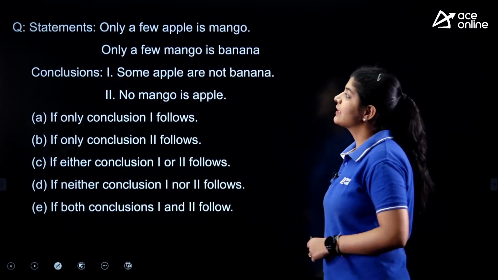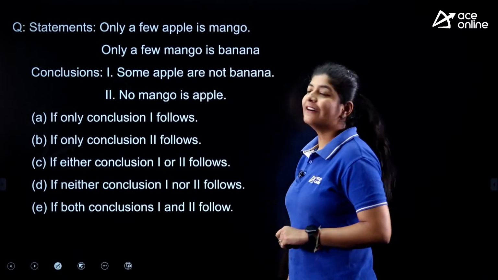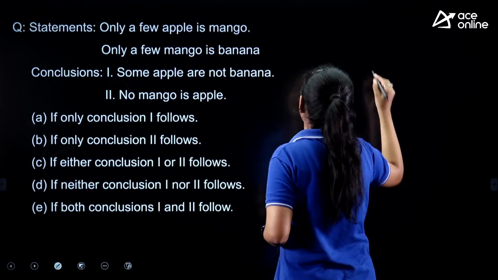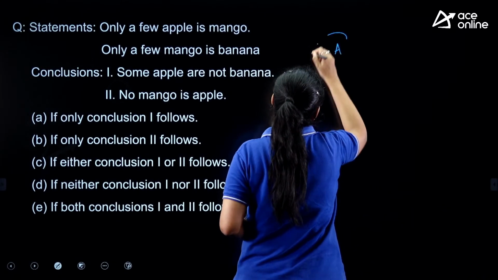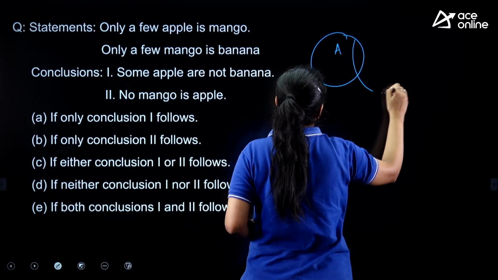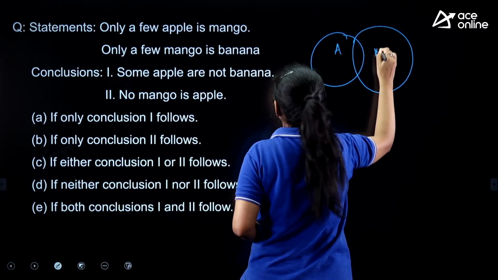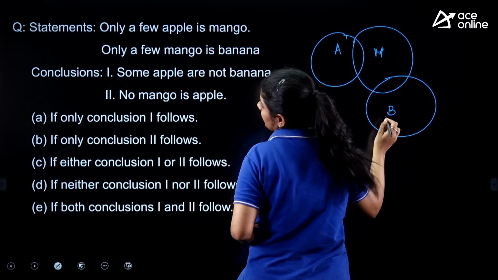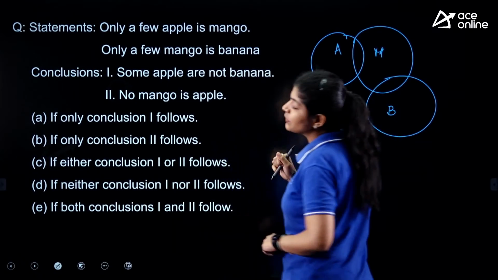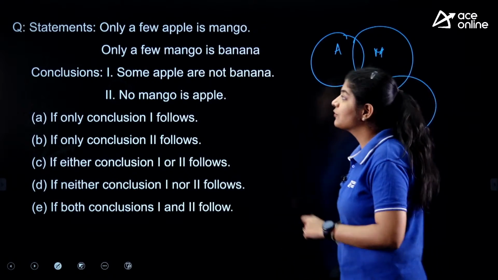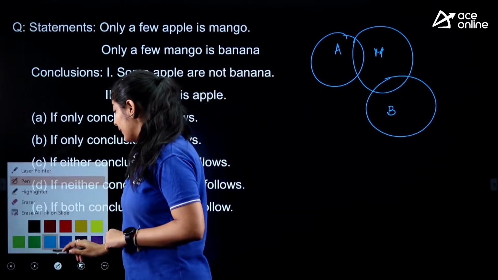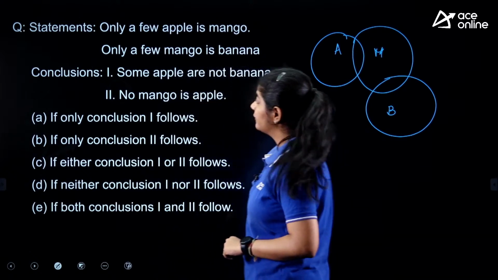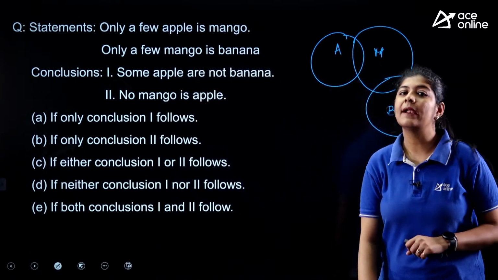The next question says that only a few apples are mango. Only a few mangoes are banana. According to this, we simply need to check our two conclusions, whether they are true or not. First one, some apples are not banana.